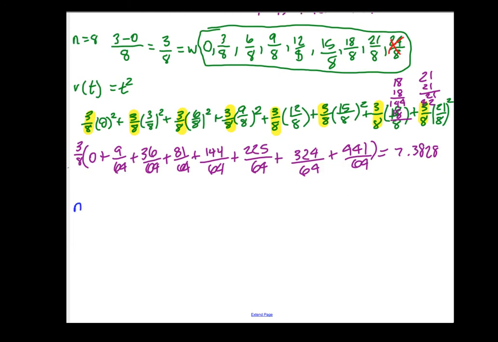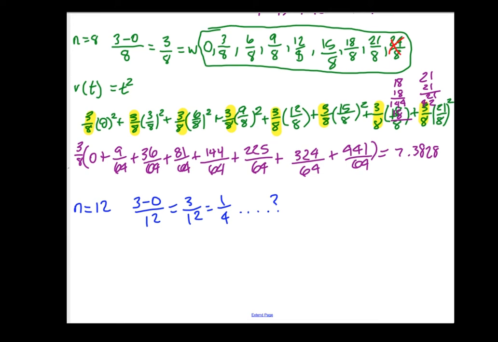So if we're going to have n equals 12, okay, and we're going to stop at 3 and start at 0, then I'm looking at partitions that are 1/4 units wide. So can you come up with the rest of that, guy? Go ahead and pause your notes and do your math, and I'll give you the answer. All right, I got 7.90625.